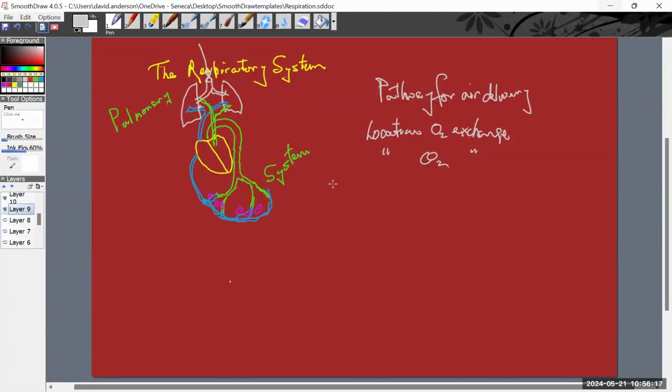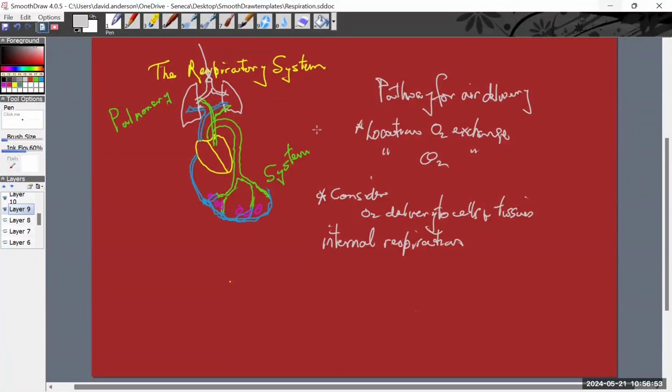And then we also need to consider oxygen delivery to cells and tissues. And we're going to see that this is described as internal respiration because we're down deep inside the body at the level of tissues. And this is the location for what we call external respiration.